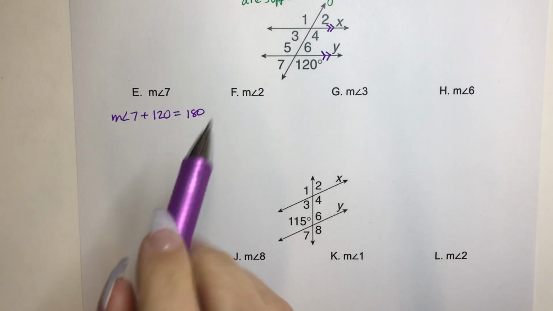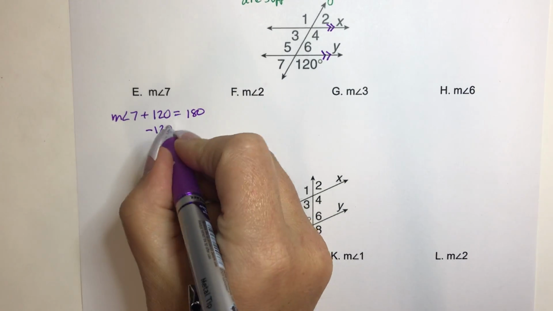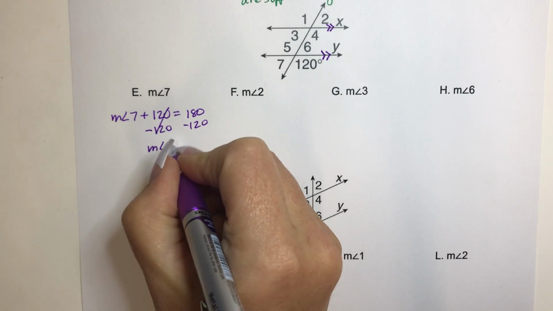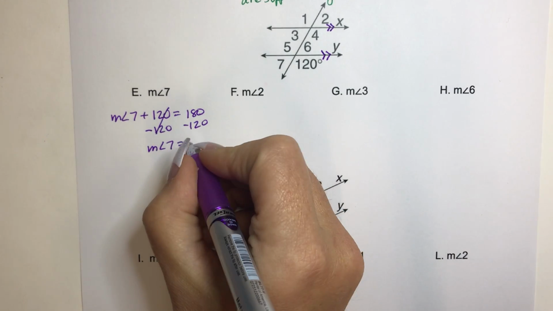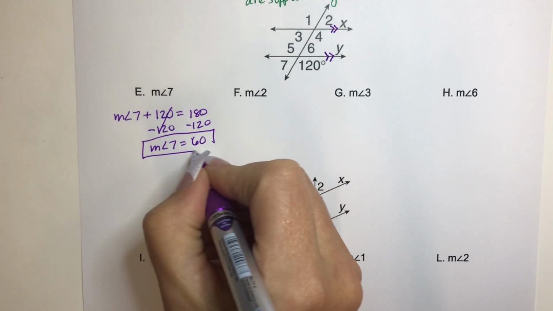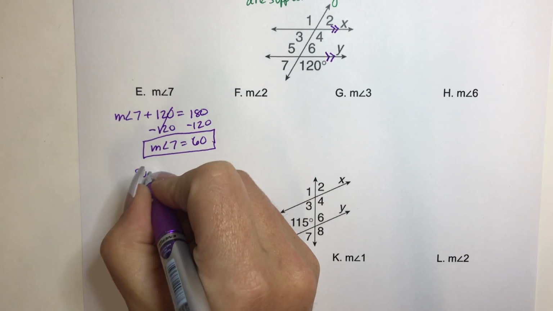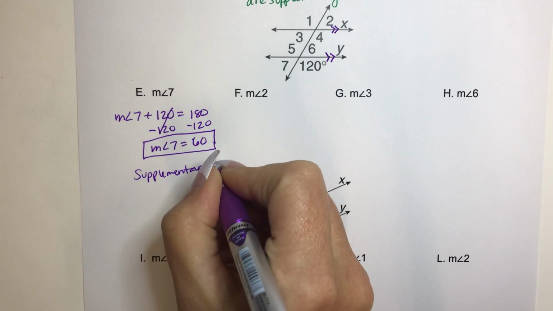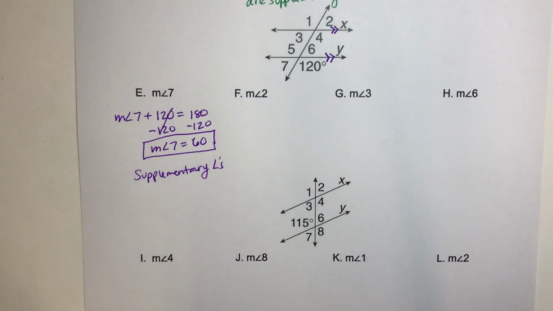So we're going to isolate this and get it by itself using the subtraction property of equality. Those cancel. We're left with the measure of angle 7 equals 180 minus 120, which is 60. And that's it. And the reason is supplementary angles. Supplementary angles. Okay.